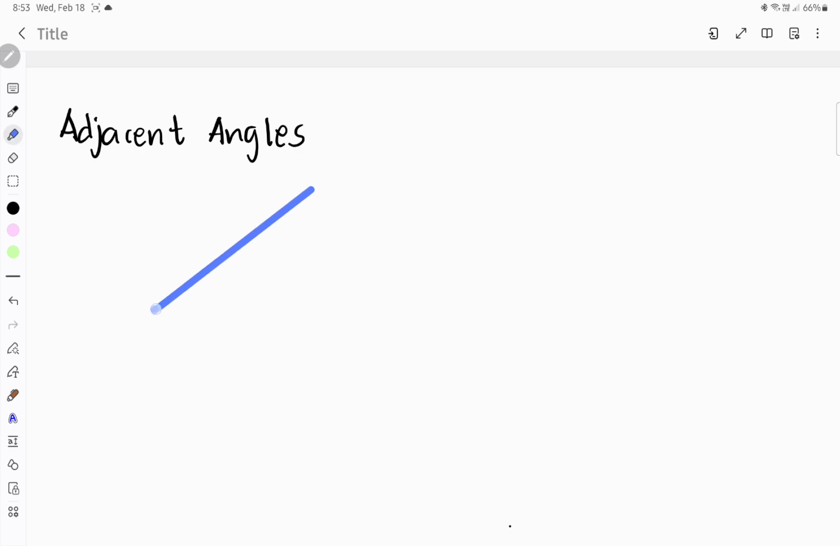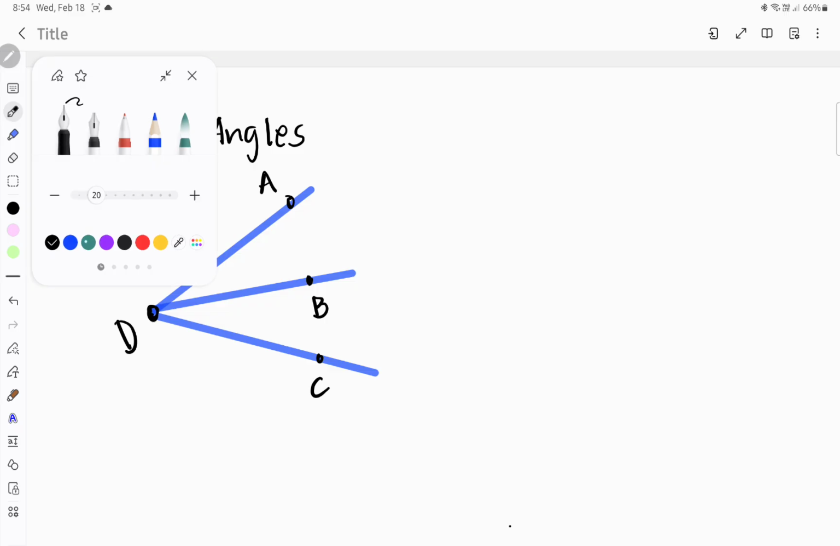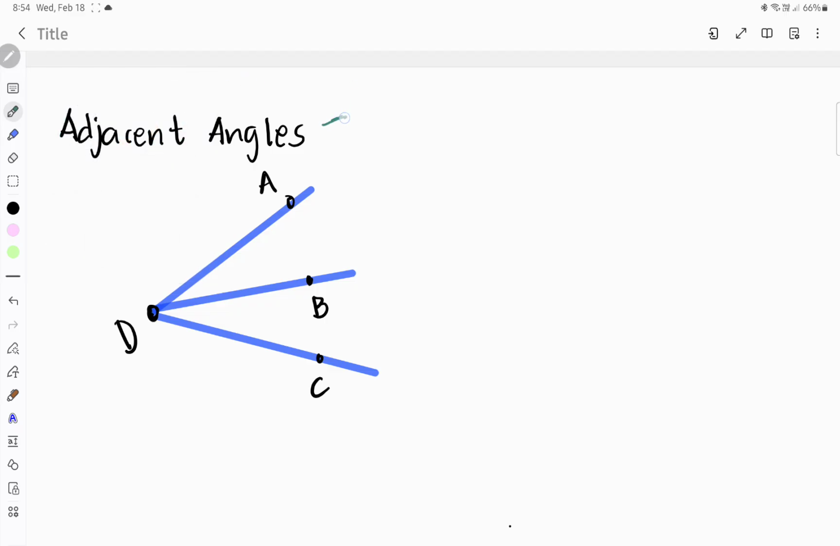Assuming these are the points A, B, and C, and the vertex is D. Now, when we talk about adjacent angles, they should have a common vertex and side. In this illustration, we can find three angles.